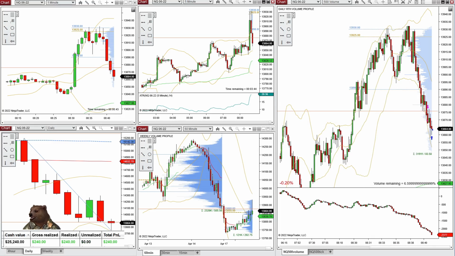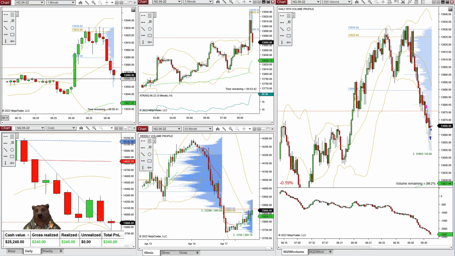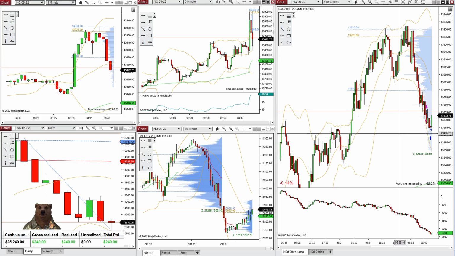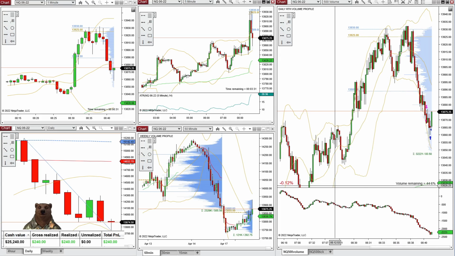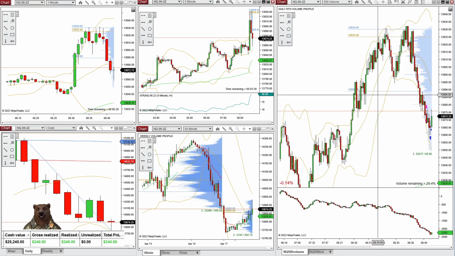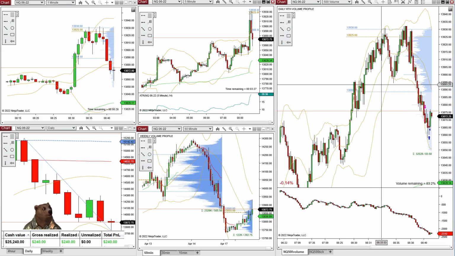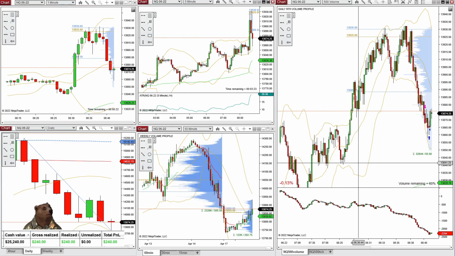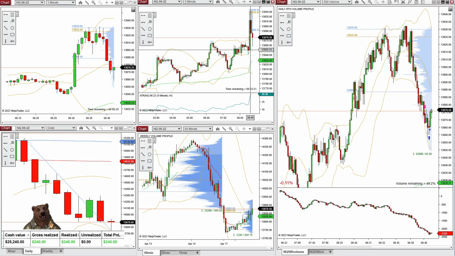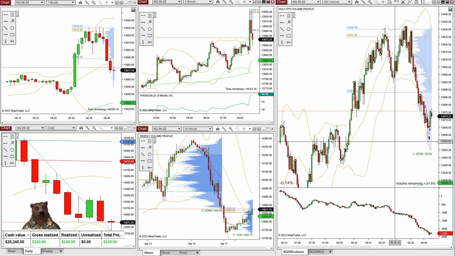Too much hesitation for me. 240. Ugh, 240 is not a good trade. I saw that hesitation. I just wanted out of it. I can see the 20 SMA there on the 5 minute. There might be a short coming in up here.